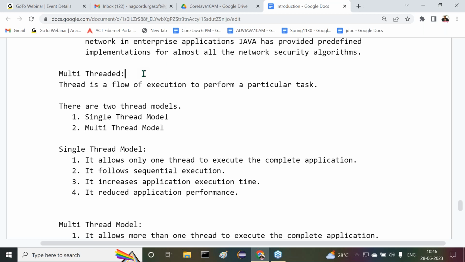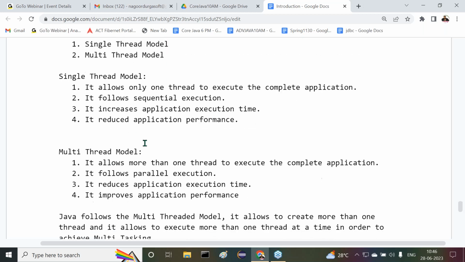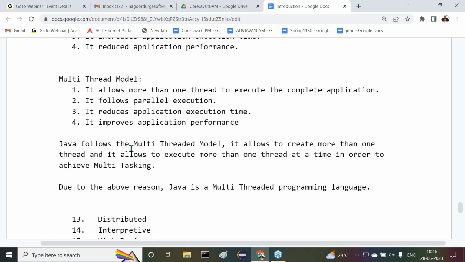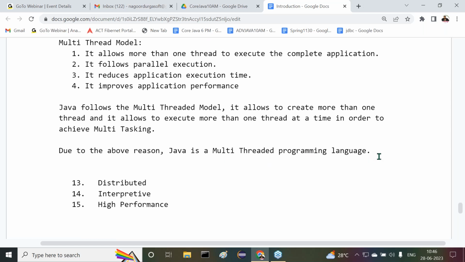What is a thread? How many thread models are available? Single thread model and multi-thread model. What are the differences between single thread model and multi-thread model? Compare these two. Then after that, give the conclusion. Java follows the multi-threaded model. It allows us to create more than one thread, and to execute more than one thread at a time in order to achieve multitasking. Due to the above reason, Java is a multi-threaded programming language. Right, sir.